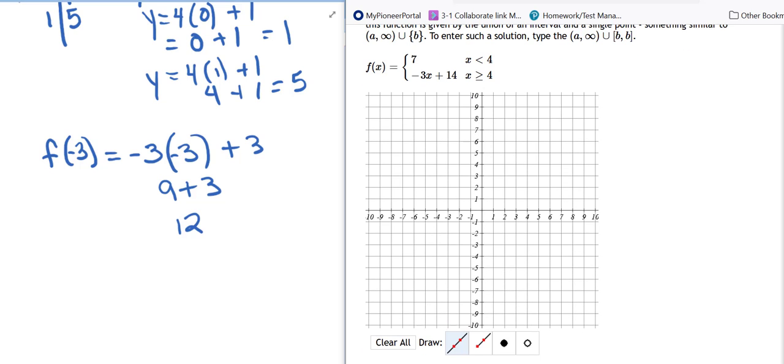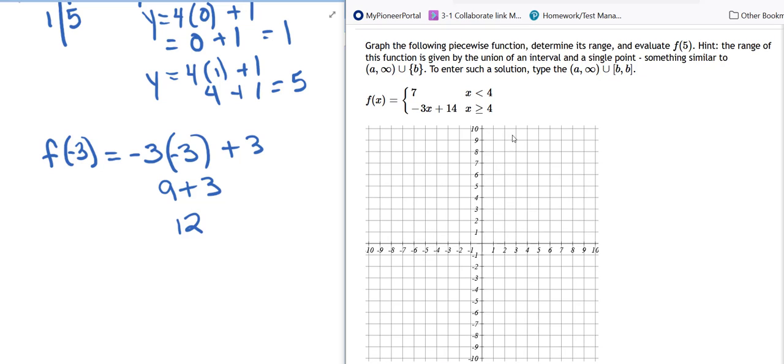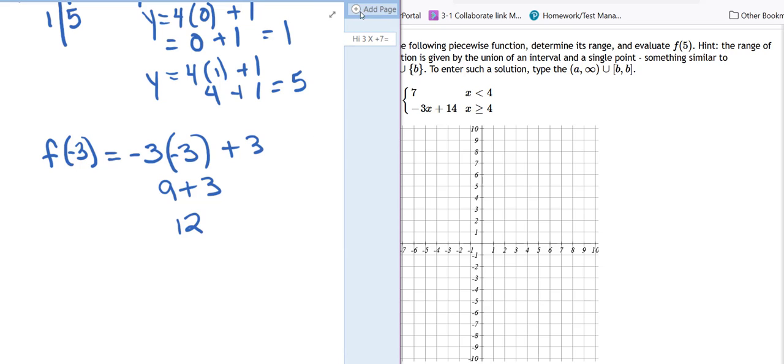Let's try one more. And this one has something special on it. This is going to be a horizontal line. It's going to be y equals 7. And it just has the one value. Up above, you have a note about what to do for that. So your notation will be this piece.